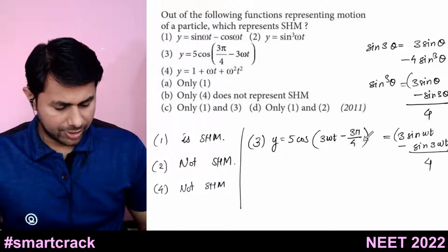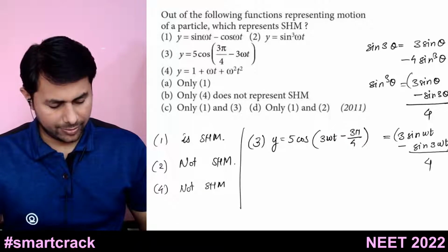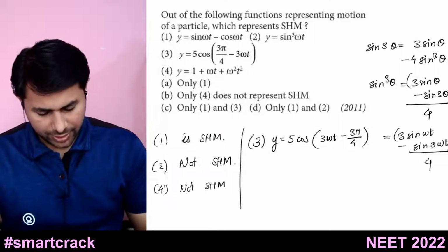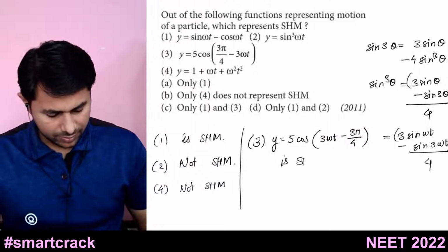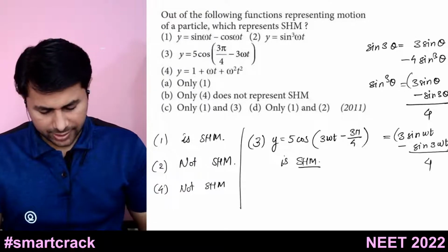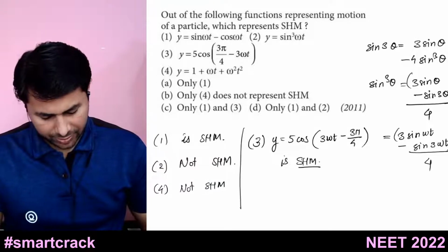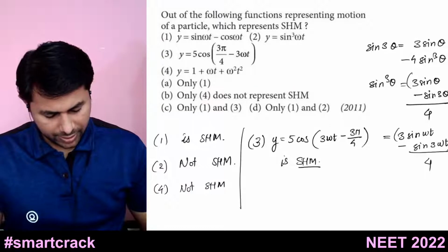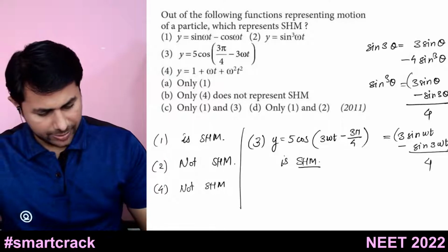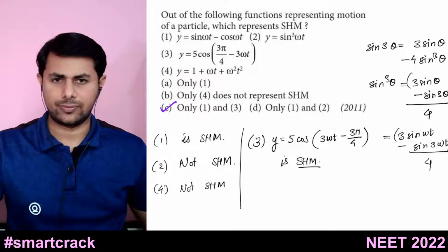This is a simple harmonic motion with angular frequency 3 omega. Instead of omega we have 3 omega. All right, so this is also SHM. Out of these, first is SHM, third is SHM. So which option matches with this? Only 4 does not represent SHM. Only 1 and 3, right? 1 and 3 represent simple harmonic motion. Option C is the answer.